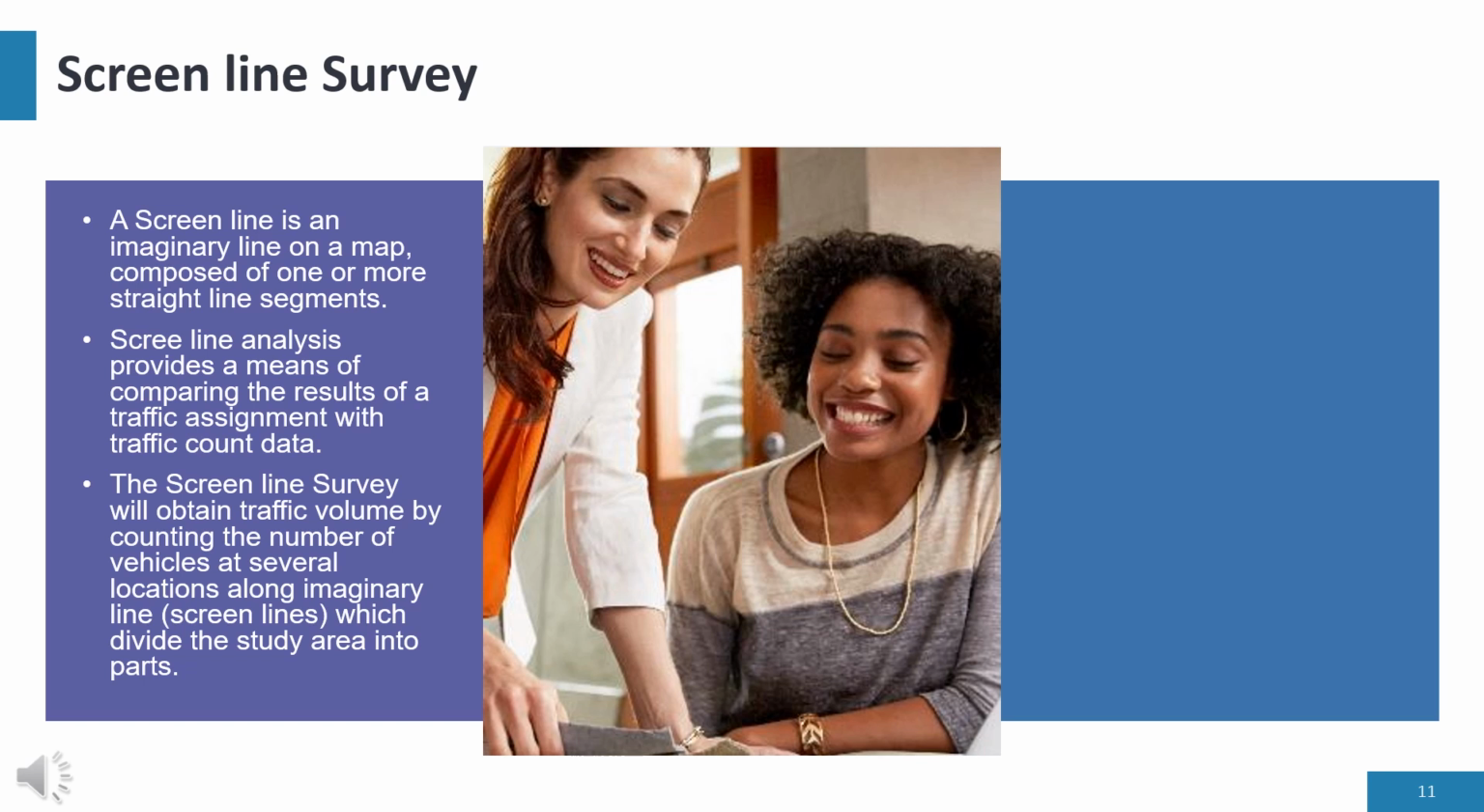Now, the difference between origin destination cordon survey and screenline survey is that the origin destination cordon survey is more focused on the actual performance of getting information and data, while the screenline survey is focused on the summation of the data gathered by the origin destination cordon survey. That's it.